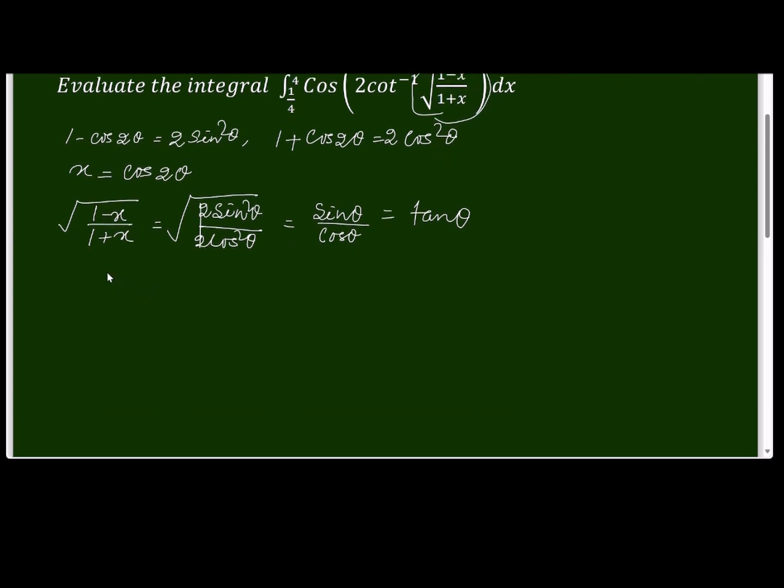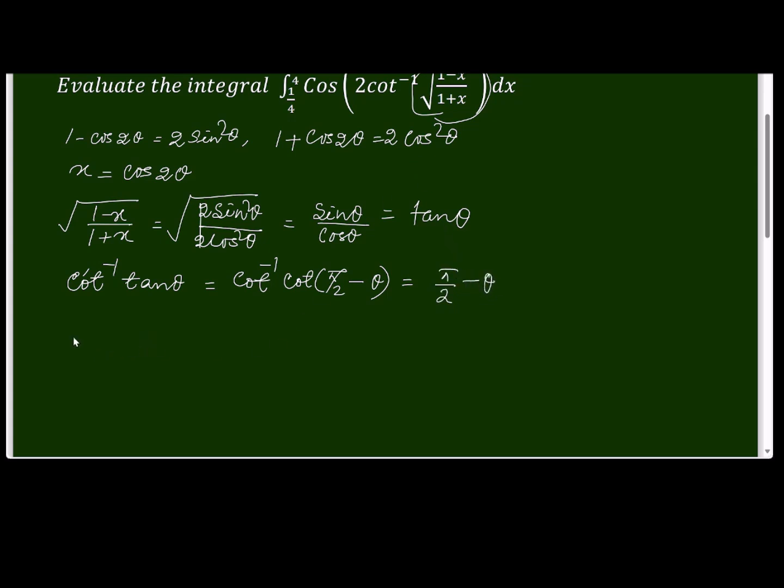Next is cot inverse of tan theta. Tan theta is written as cot of pi by 2 minus theta, so cot inverse of tan theta will be pi by 2 minus theta.